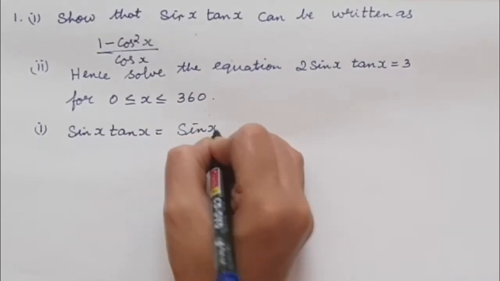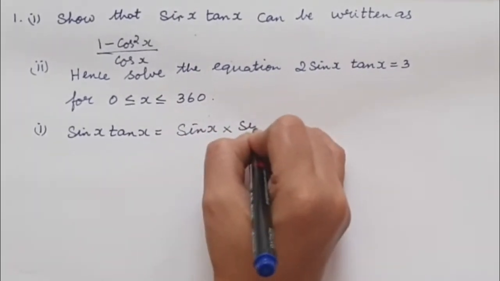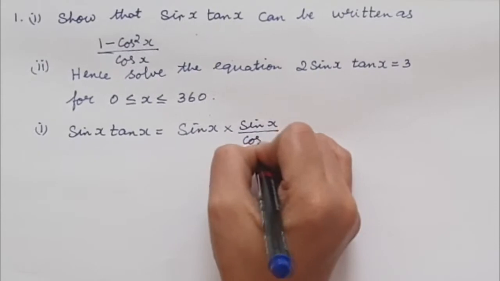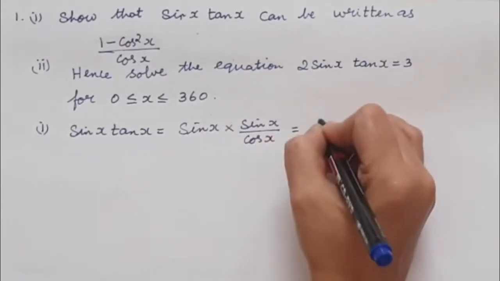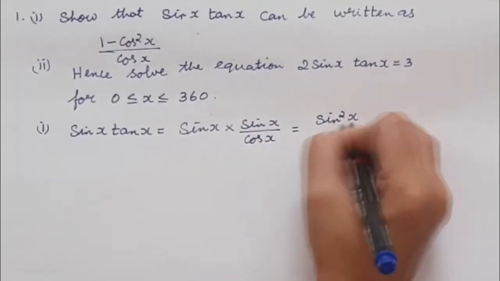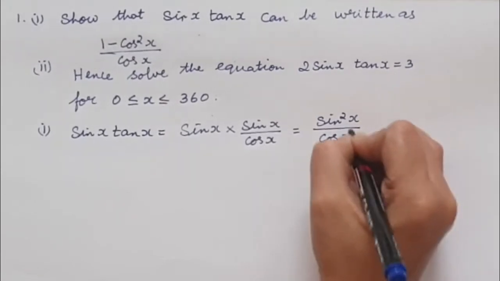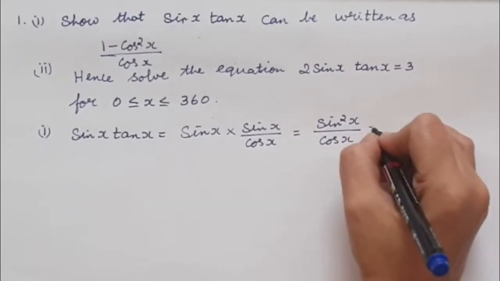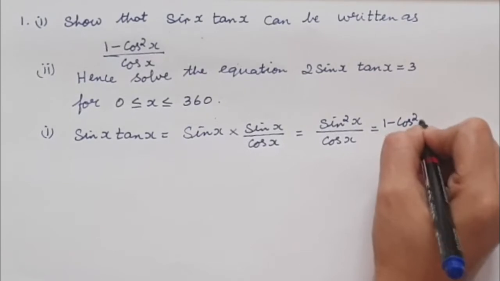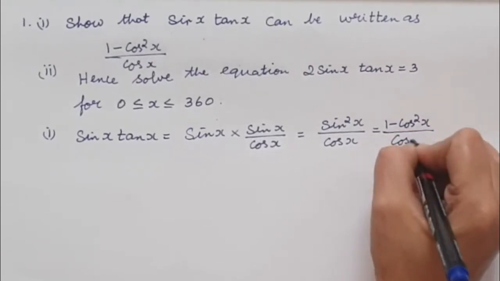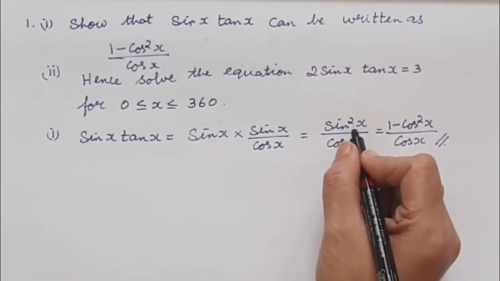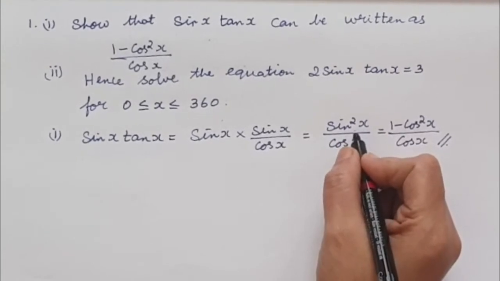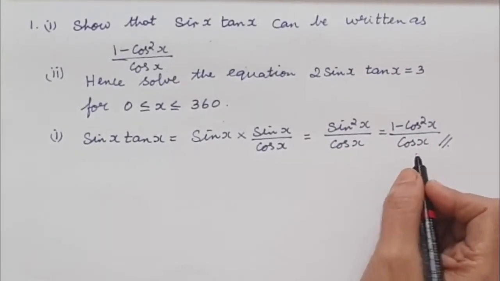From our identity, we can write tan x as sin x over cos x. So this can be written as sin squared x over cos x. And sin squared x can be written as 1 minus cos squared x, over cos x. So we have proved it. We get it from the identity sin squared x plus cos squared x equal to 1.